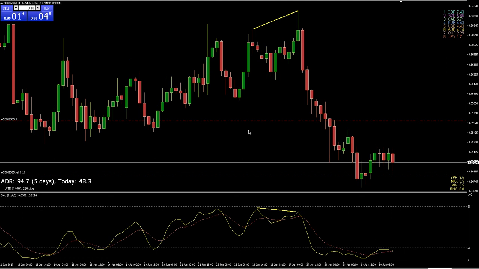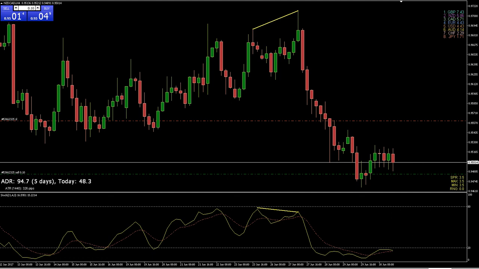So first off, we do have divergence here, and this is regular bearish divergence. It's not considered hidden. So it goes down on the stochastic and goes up on the actual price.